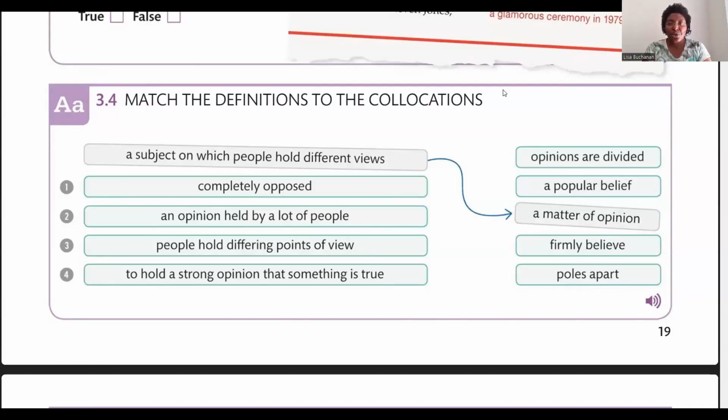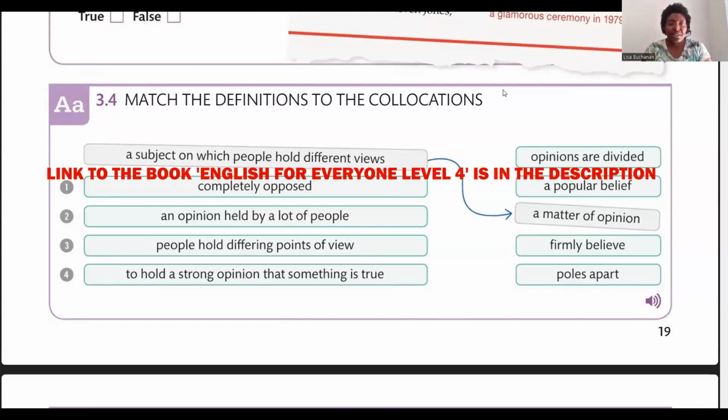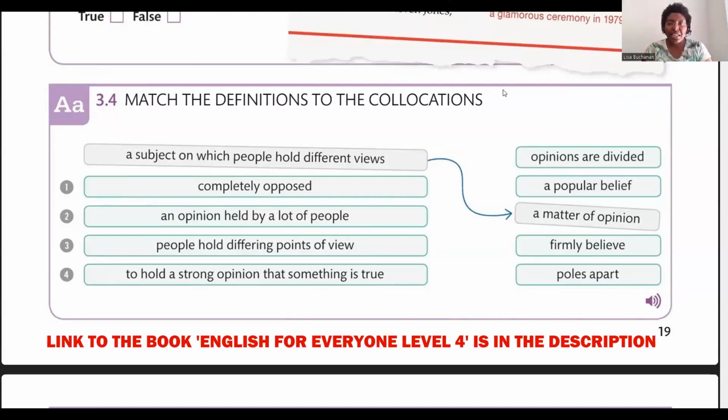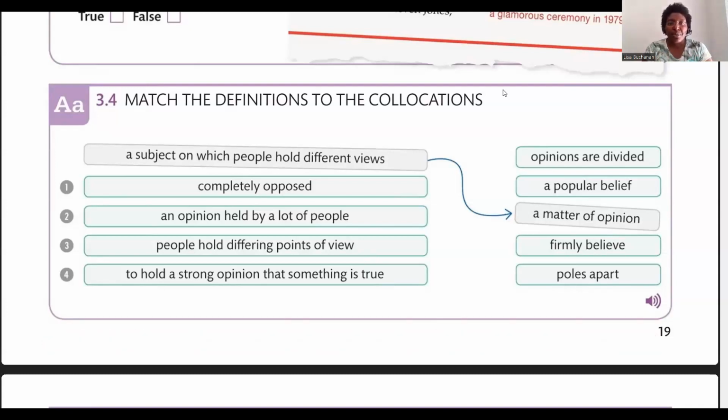In today's video, we're going to do a couple exercises from the book Everyday English. We're in Unit 3, so let's do exercise 3.4. We are going to match the definitions to the collocations. So remember what a collocation is.